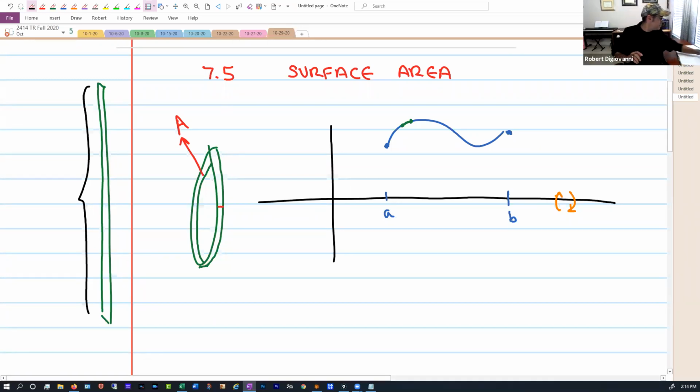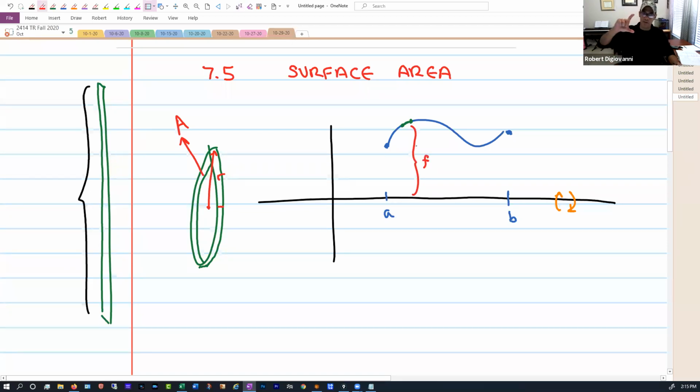So isn't this very similar to when we were doing the shell method? When we opened up that shell and we wanted to know how long the shell was, wasn't it just the circumference of this thing? Well, for us, the radius of this rubber band goes from here to here. That radius is actually just the height of the function. That's just the distance from here to here. That's f.